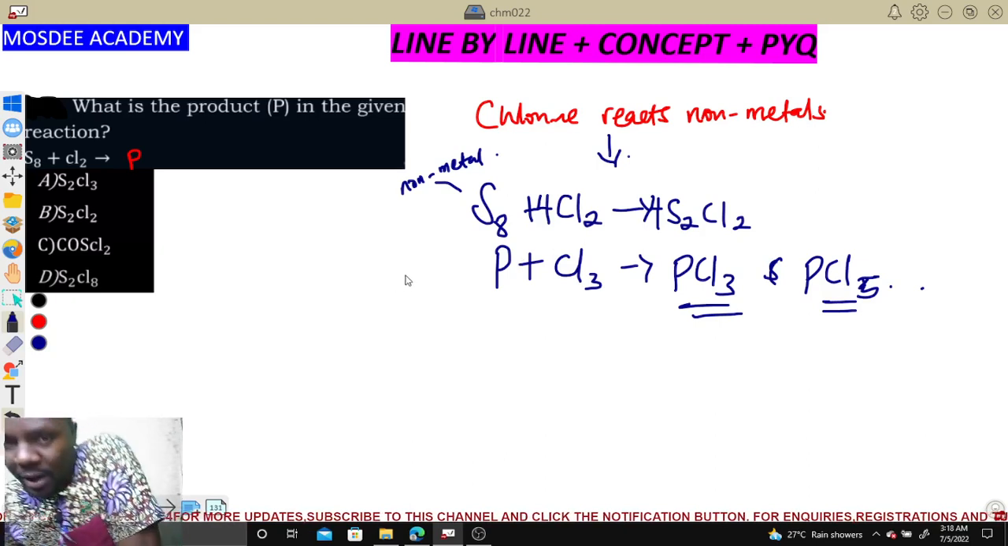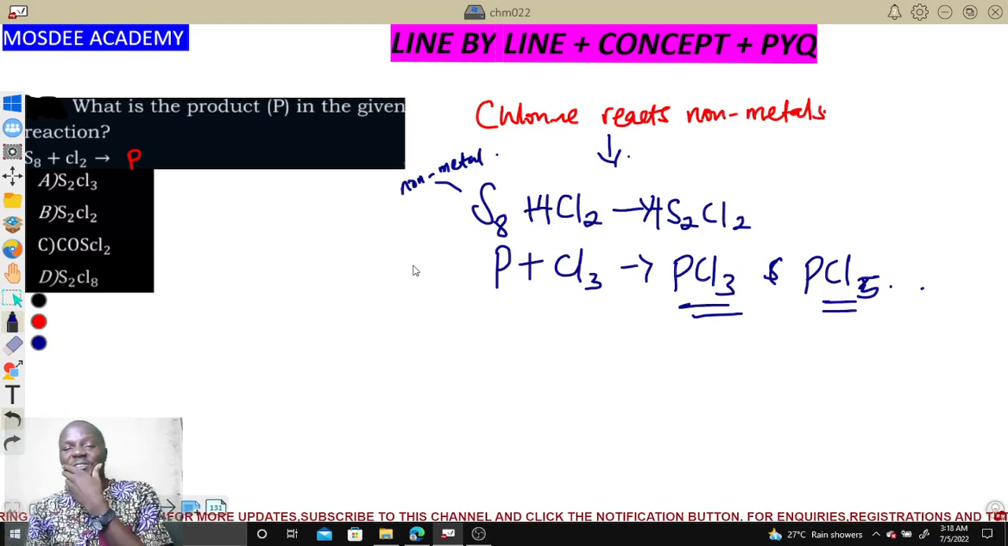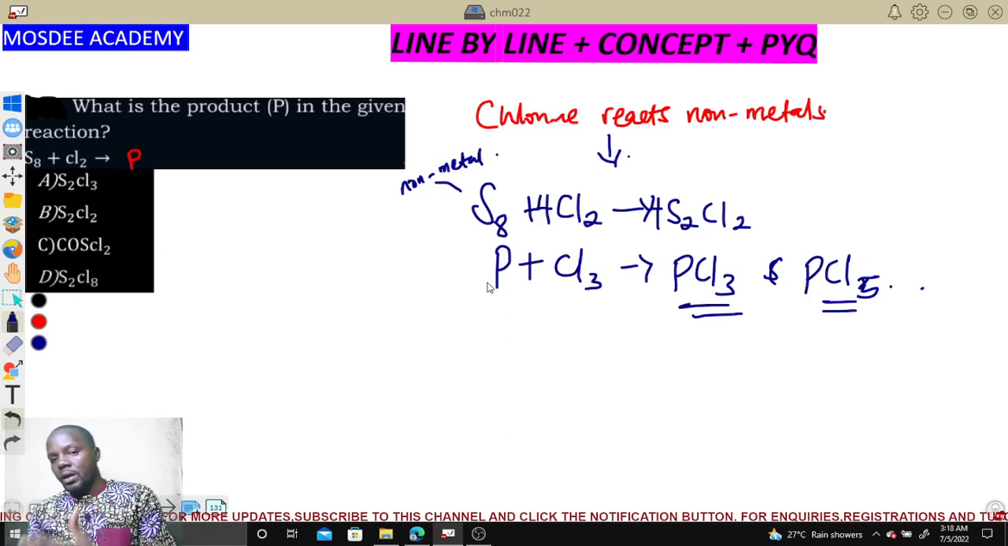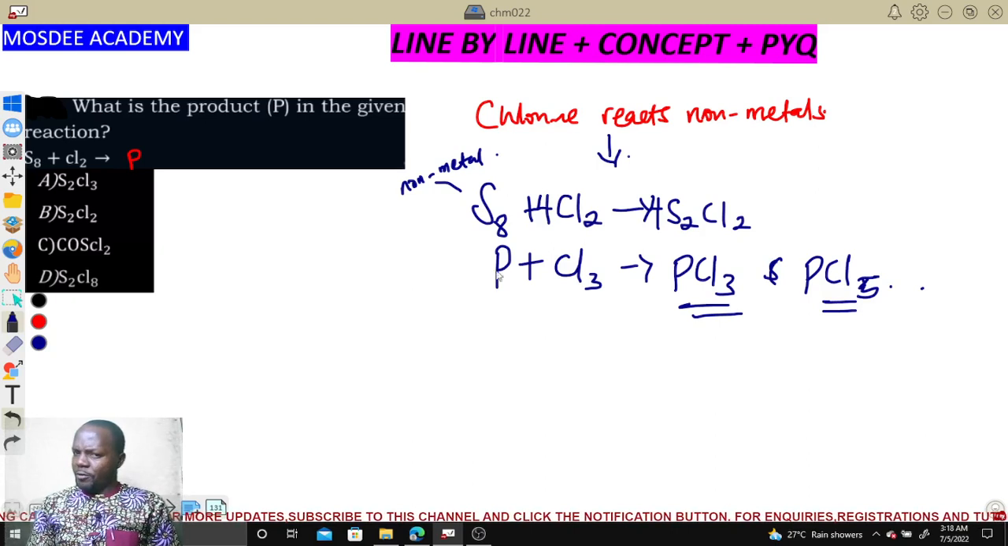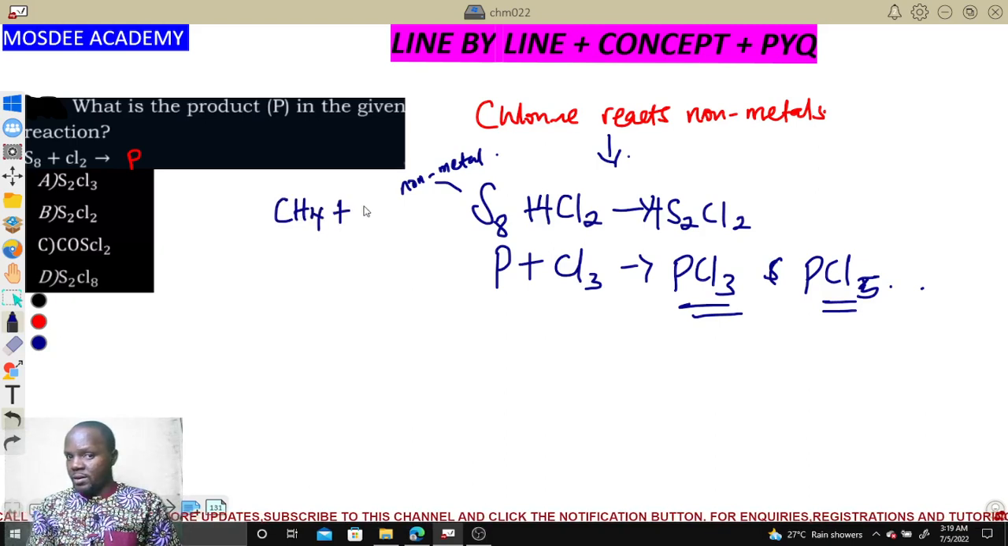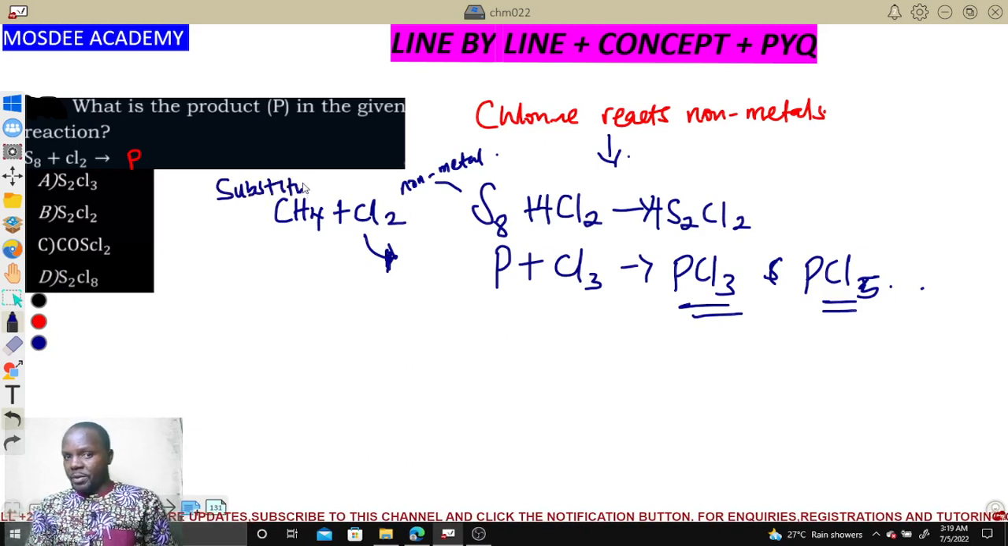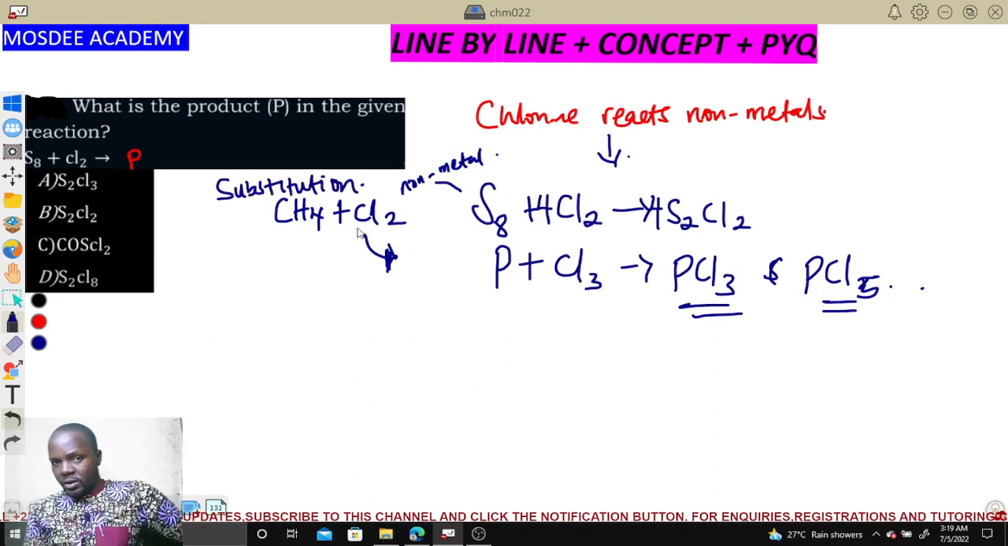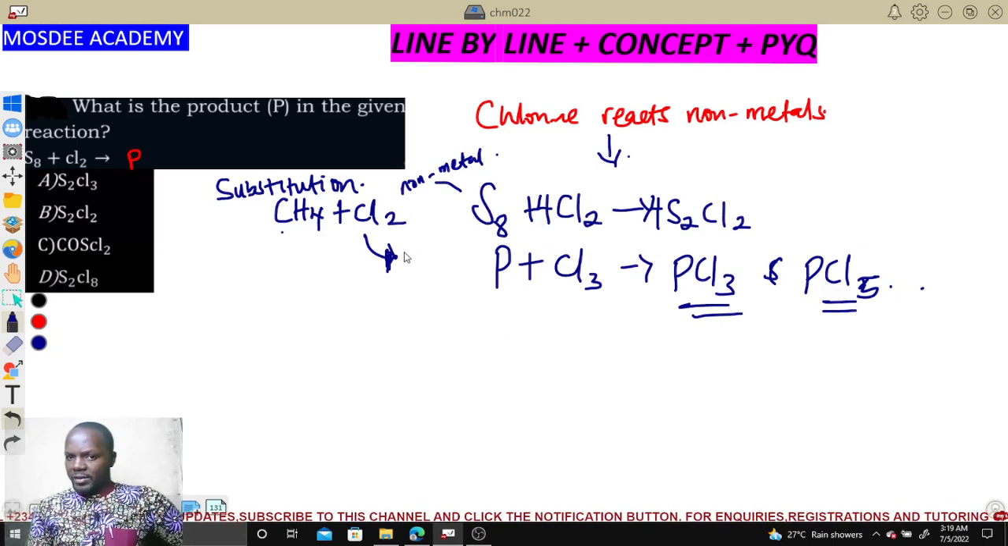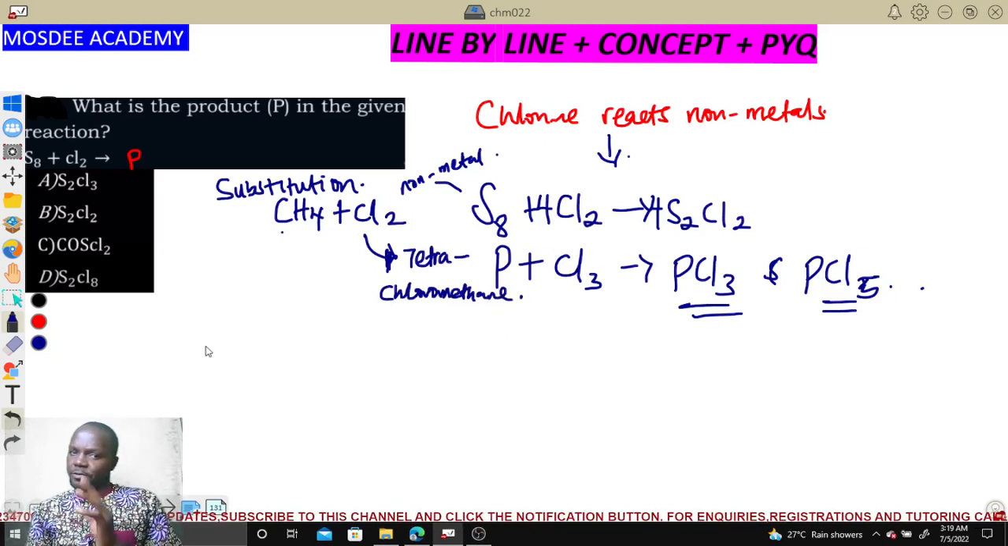Chlorine can also react with another non-metal apart from phosphorus and sulfur. They also combine with a hydrocarbon. Yes, they combine with methane. You guys know that very well. Substitution reaction, right? In the presence of light. Very important for you to keep in mind. They react with hydrocarbon to give us, you can say, the final product tetrachloromethane, popular in junior classes. So that's also very important for you to keep in mind.